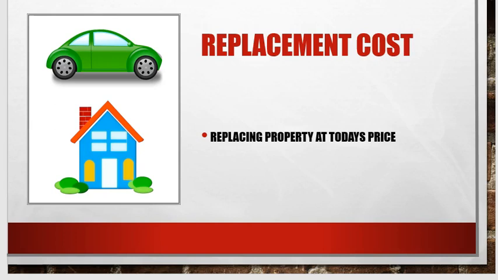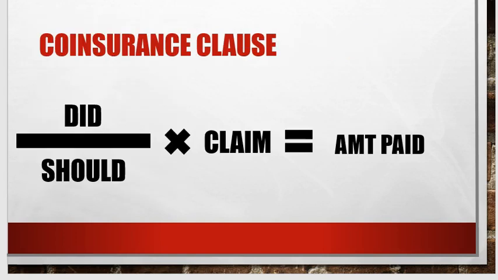So then we get into the coinsurance clause. This clause requires the insured to carry at least 80% of the replacement cost coverage on their property so that partial losses would be paid in full. If the insured carries less than 80% of the replacement cost coverage, then there is a coinsurance penalty and a partial loss would not be paid in full.